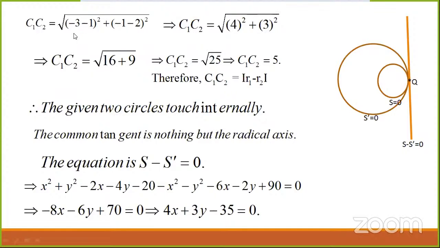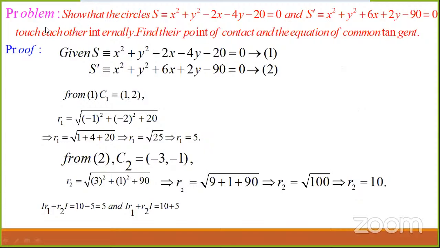C1C2 is the square root of (x2 minus x1) whole square plus (y2 minus y1) whole square, where C1 is (x1, y1) and C2 is (x2, y2). Then the centers are C1 (1, 2) and C2 (minus 3, 1).